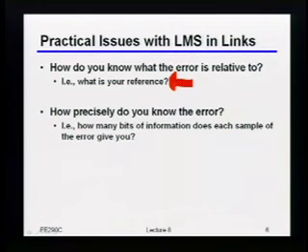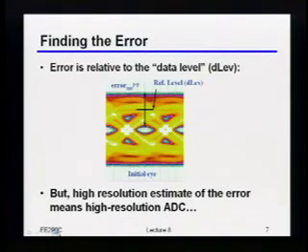The second issue, which is very relevant to links, is, even if I find a way to get a reference, how precisely do I really know the error? In other words, can I measure it with infinite precision, or am I actually going to do something much more coarse than that? And if I do something much more coarse, is that going to screw up my whole solution? I'm saying, how many bits of information do you actually have about each one of the error samples? In fact, how many bits of information do I even have about my analog input into the equalizer? Well, I'll get into that in one second.